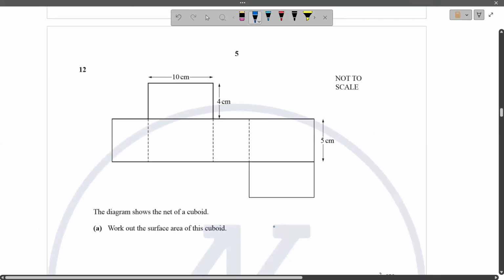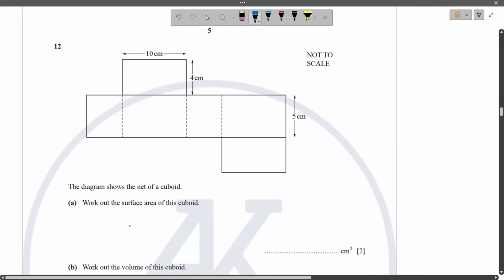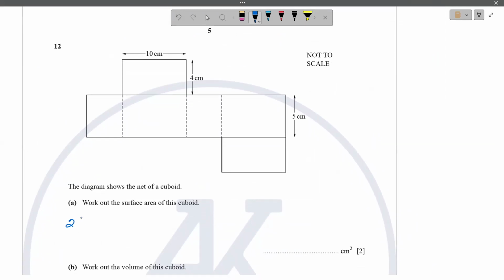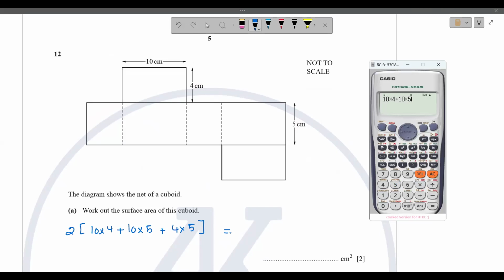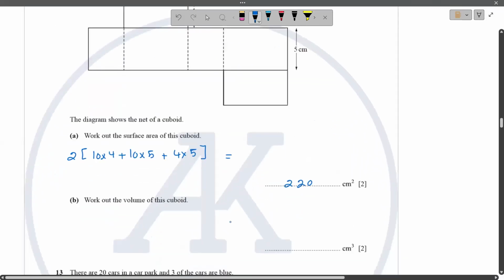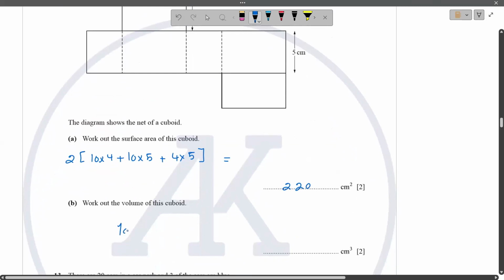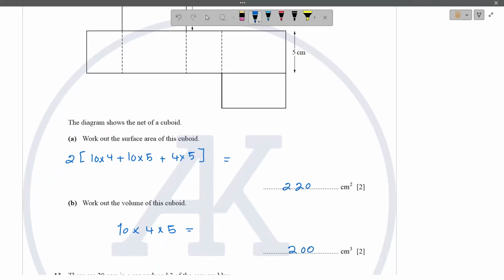Question 12. Work out the surface area of this cuboid. For the surface area of a cuboid, we can get the area of each face, or we can write 2 times (10 multiplied by 4, 10 multiplied by 5, 4 multiplied by 5). So 10 multiplied by 4, 10 multiplied by 5, 4 multiplied by 5, and times 2 is 220. The volume is length multiplied by width multiplied by height, which is equal to 100.